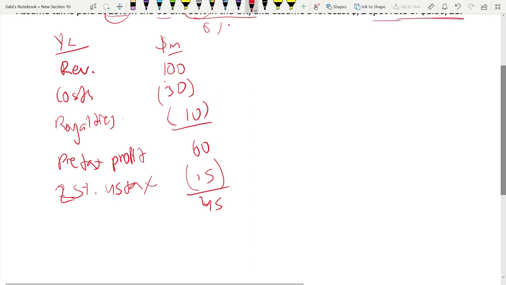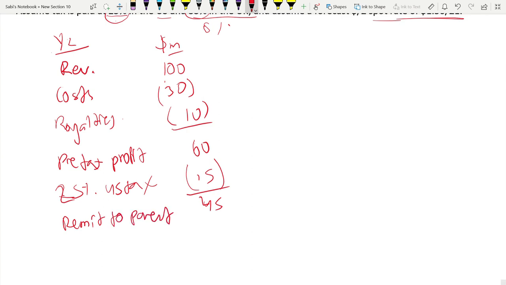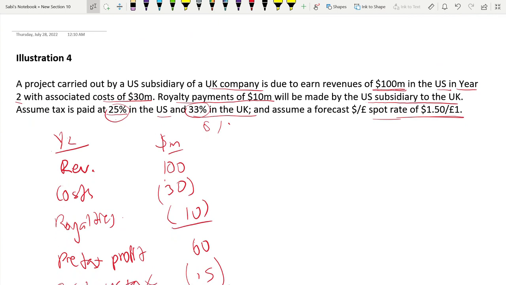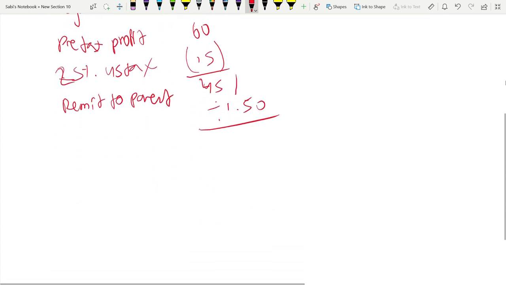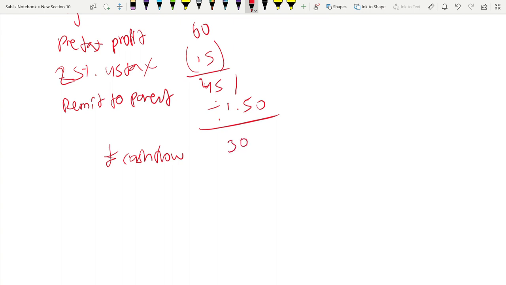This 45 will be remitted to the parent. You have to send this back to the parent. Now you are going to convert this 45 using the exchange rate. Exchange rate has been given to you, 1.5, but divide or multiply? 45 is in dollars, and 1.5 is also in dollars per pound, so you have to divide. Divide by 1.50. After you divide 45 by 1.50, whatever you get is the pound cash flow now, which is 30.